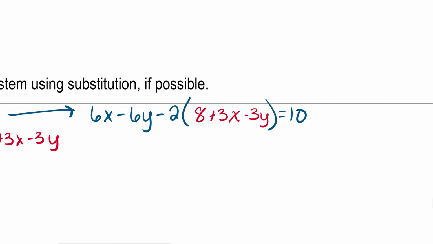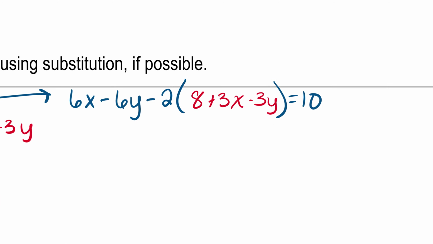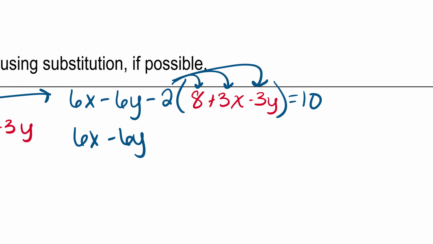Okay. So we want to go ahead and distribute first and then figure out if we're going to solve for x or y. We don't know yet. So I'm going to distribute the 2 and multiply all these. So 6x minus 6y. Negative 2 times 8 is negative 16. Negative 2 times 3x is minus 6x. And negative 2 times minus 3y is plus 6y. Equals 10.